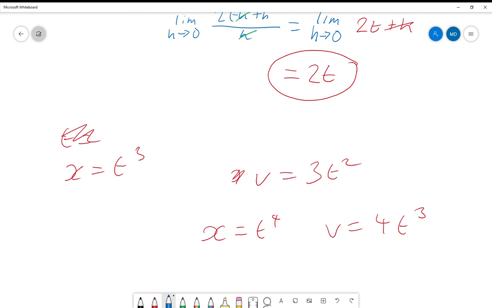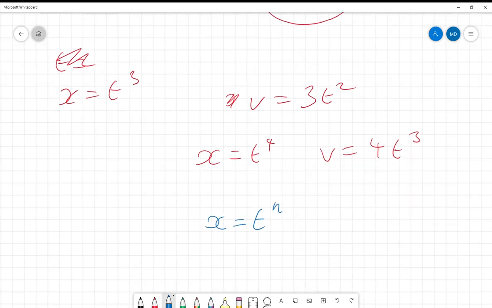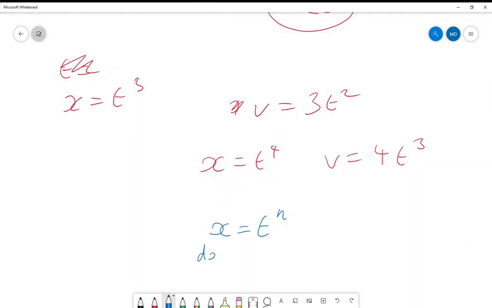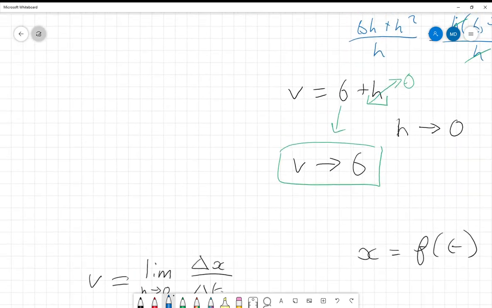And though you may be able to spot the pattern at this point, what happens is if we have x equals t to the power of n, then our velocity, or let's call it dx by dt, is equal to nt to the n minus 1. We multiply by the power n, and then we subtract 1 from the power. And that is our power rule for differentiation, using velocity from first principles.